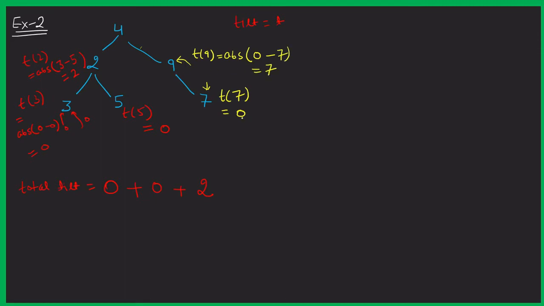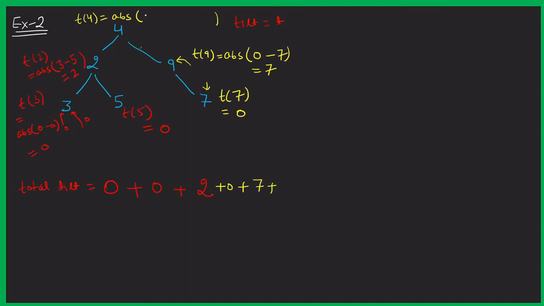Now before going further, we have to add these tilts: the tilt of 7, that is 0, and the tilt of 9, which is 7. Now we will find the tilt of 4. The tilt of 4 will be the absolute difference of the sum of left subpart values and the sum of right subpart values. If you see, the sum of right subpart values of 4 will be 3 plus 5, which is 8.